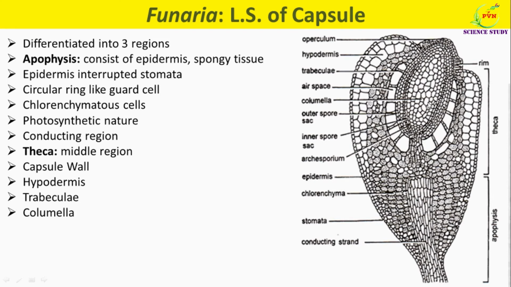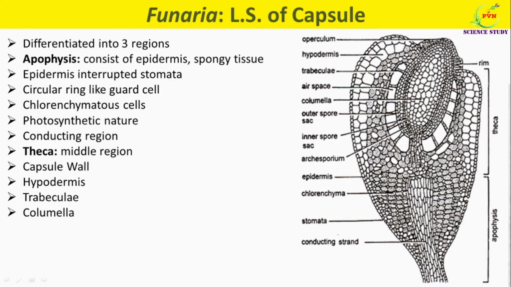The spore sac surrounds the central sterile compact parenchymatous region called columella. So this is the columella region. As you can see here, the columella is constricted at the base, just above the apophysis, and cone-shaped at the apex, projecting into the cavity of operculum.